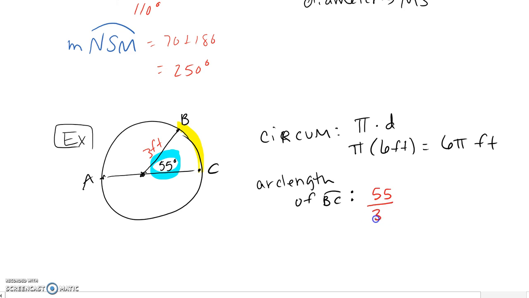55 out of 360 is the fraction of the circumference that I need. And then you just multiply it out. I'm not sure what this actually comes out to be. You can put it in your calculator if you really want to know. Just make sure you have the fraction and then you're multiplying it by pi times the diameter. Remember, the diameter is all the way across, so if they give you the radius, you have to double it.